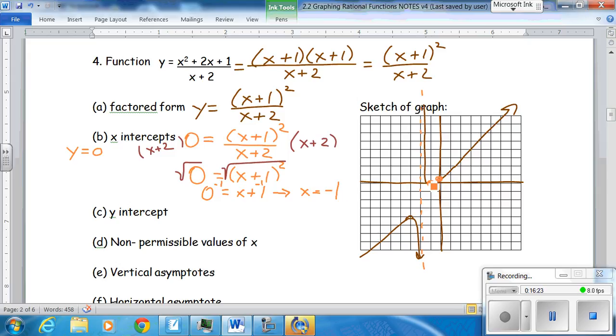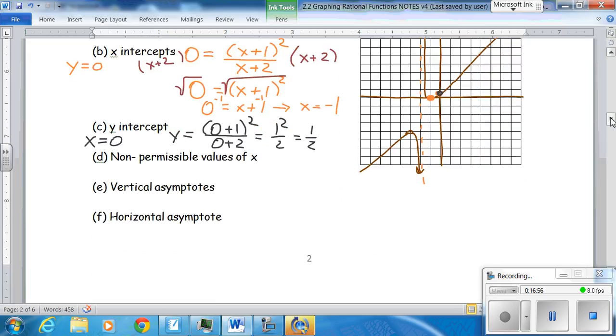Now, the y-intercept, you find it in a similar way. Here, x equals 0, you're crossing the y-axis. So this is y equals 0 plus 1 squared over 0 plus 2, which is 1 squared over 2, which is 1/2, or 0.5. It's right there in the graph. From here on in, everything else is straightforward. Take a quick look. Non-permissible values of x: x cannot equal minus 2. The vertical asymptote is x equals minus 2. And there's no horizontal asymptote, no line that the graph approaches and doesn't cross.